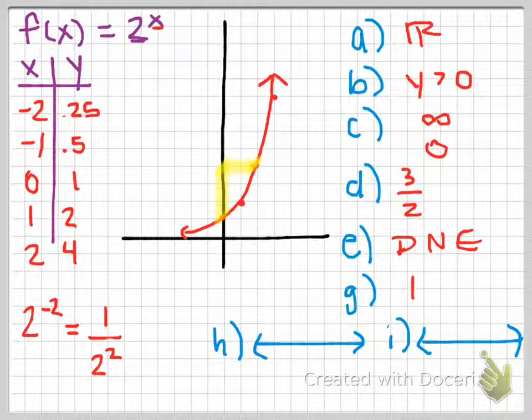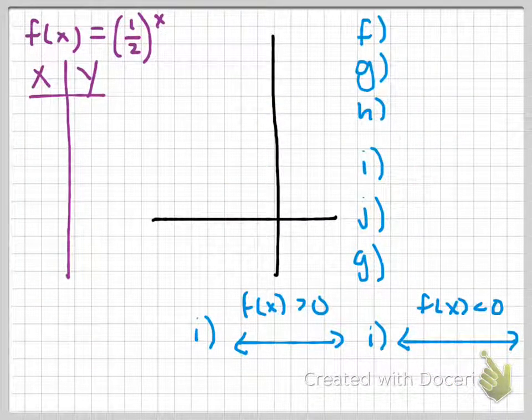Letter H wants to know where my y values are positive, so it says where is f of x greater than 0? Well, all of my y values are positive, so the entire number line is shaded in. Letter I says where are your y values less than 0? That doesn't happen on this graph, so there is nothing shaded for letter I. So we're going to flip the page and do the second problem on this bracket.